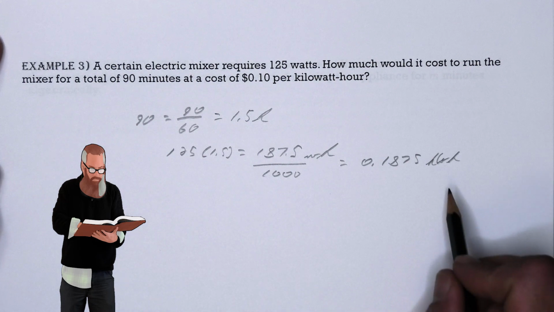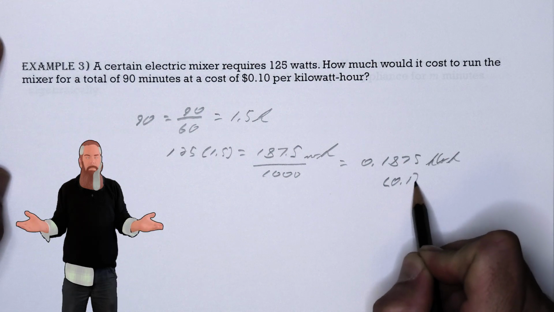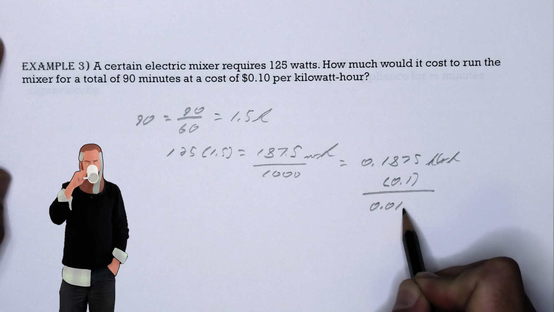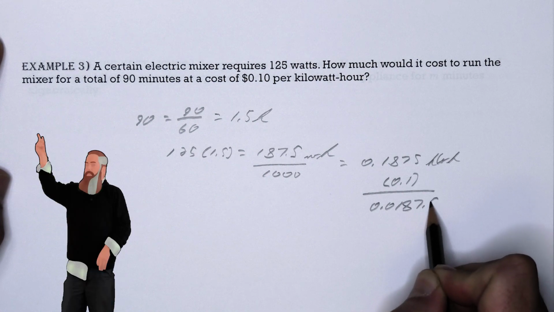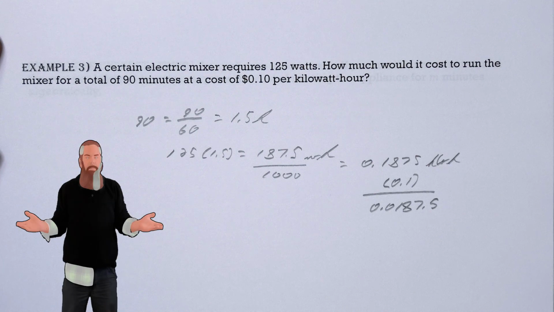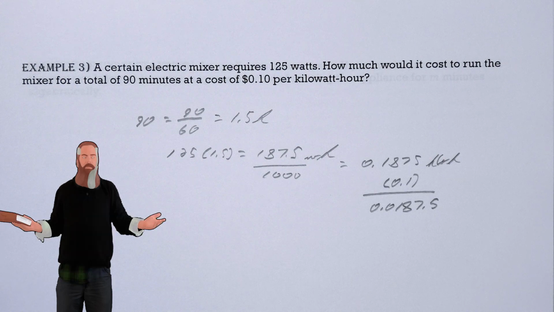If a kilowatt hour costs 10 cents, multiply the kilowatt hours by 10 cents to find the cost of using the mixer for 90 minutes. So when we multiply by 0.1, we get 0.01875. The mixer cost approximately 2 cents to run for 90 minutes, or 1.9 cents. This is between 1 and 2 cents, obviously.